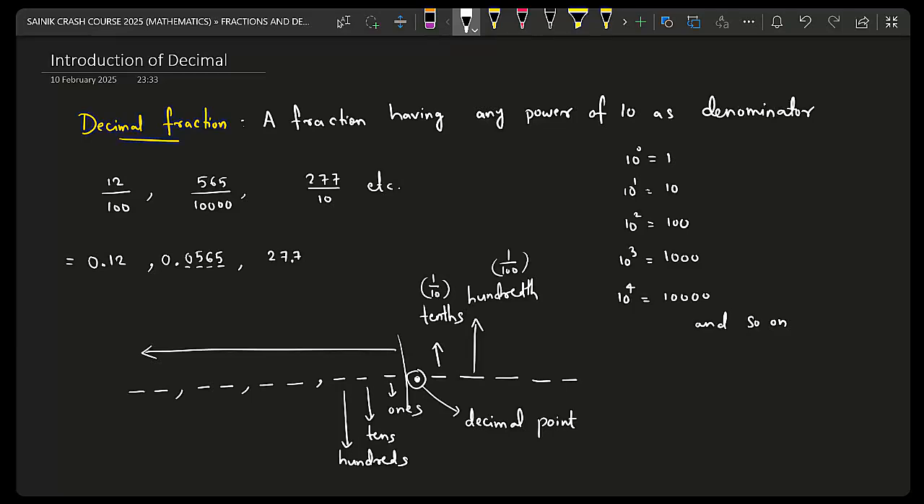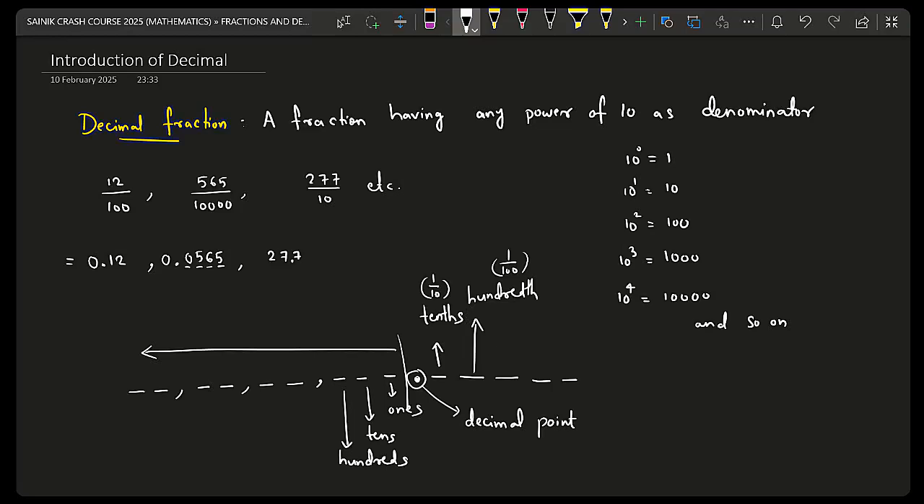Decimal fraction again. See, decimal fraction means a fraction having any power of 10 as the denominator. I have shown the powers of 10 on the right side. 10 power 0 is 1. Not only 10, any number power 0 is 1. 10 power 1 is 10. 10 square means 10 multiplied 2 times, 10 into 10, that is 100. 10 cube means 10 multiplied 3 times, that is 1000. 10 power 4 is 10,000, and so on, right?